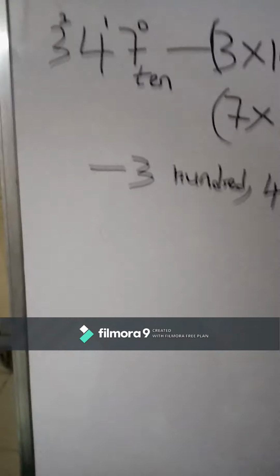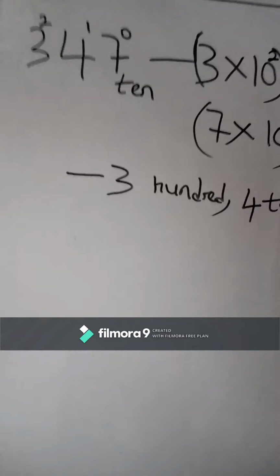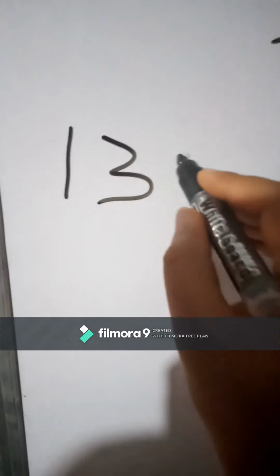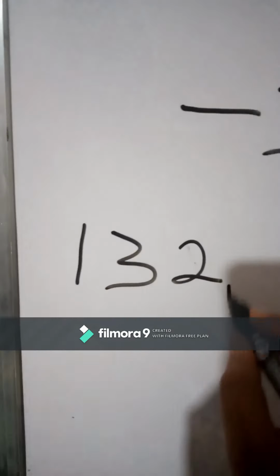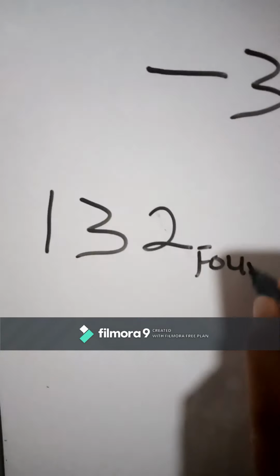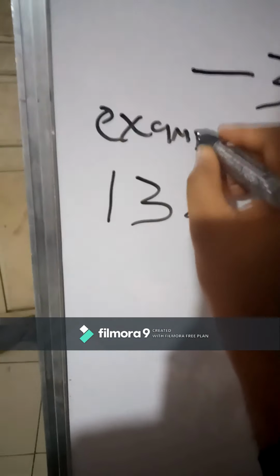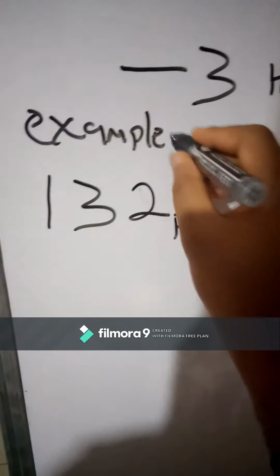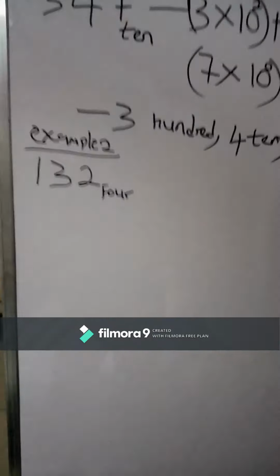Now we are going to do another example. We are not going to use base 10 this time. Let's use another base. I'm having 132 in base 4. Now this is another example. Example 2. We want to determine the place values of these numbers.